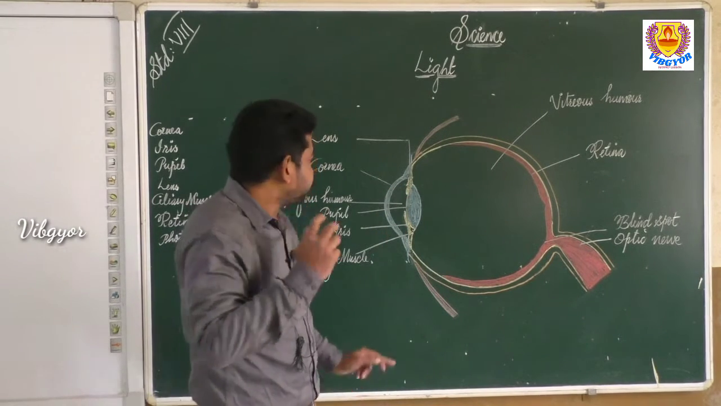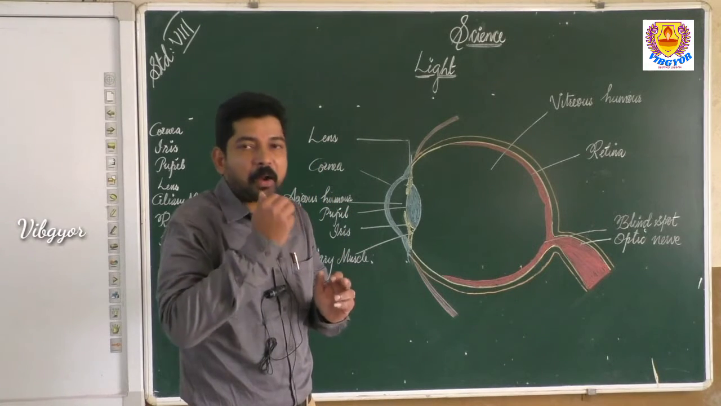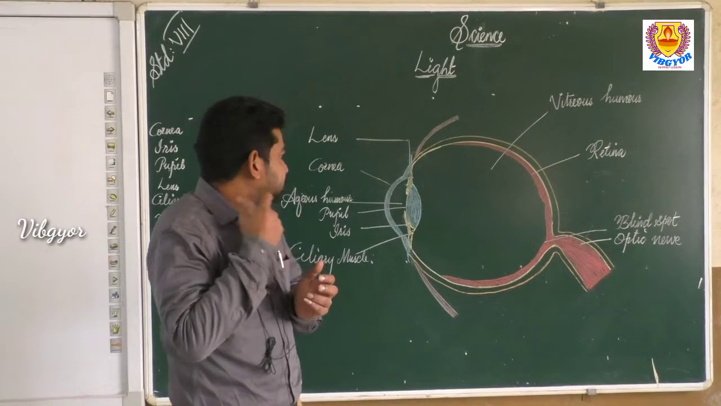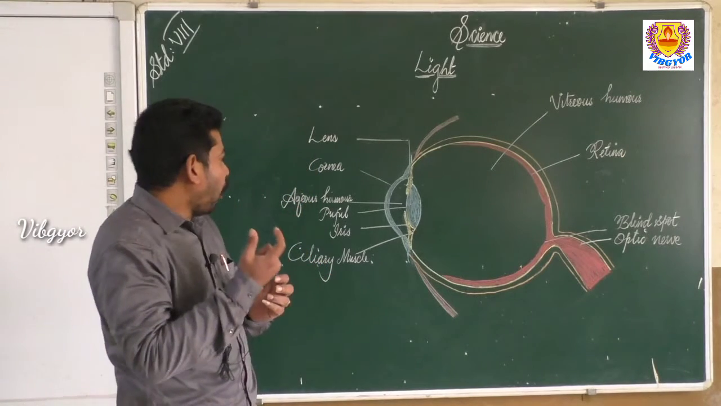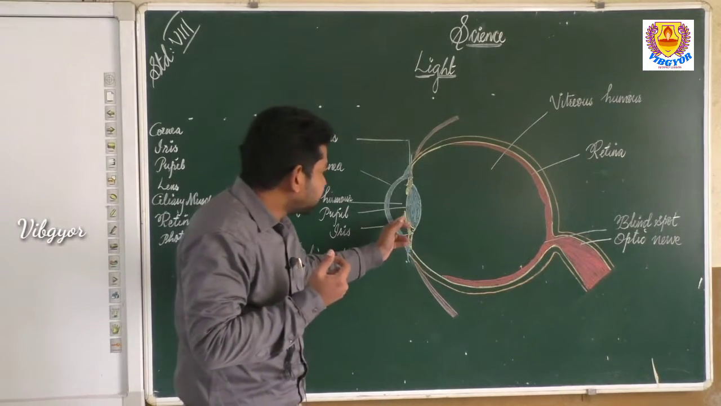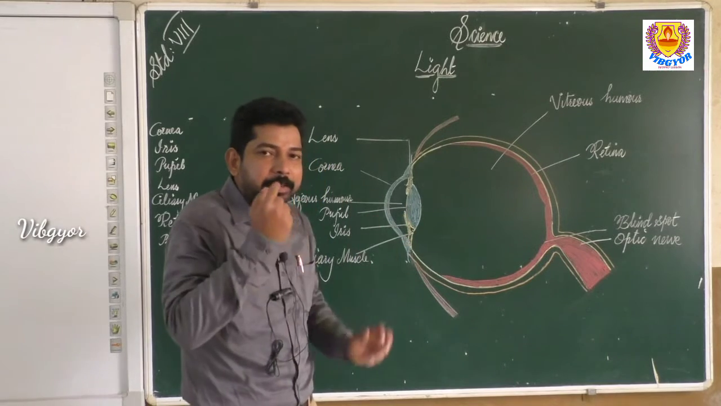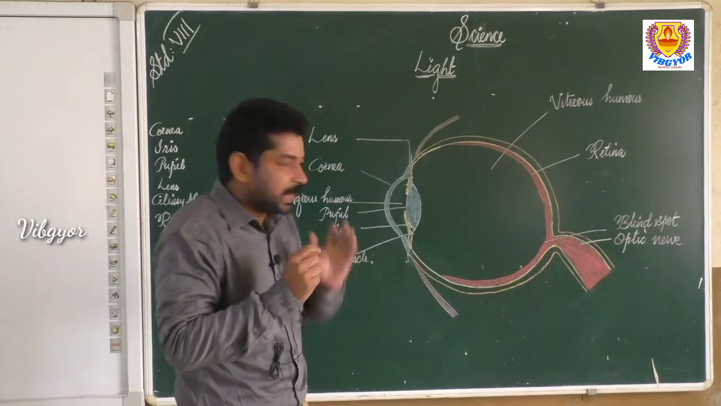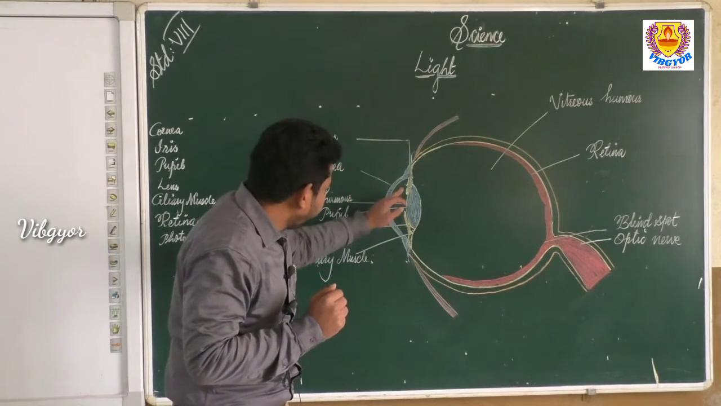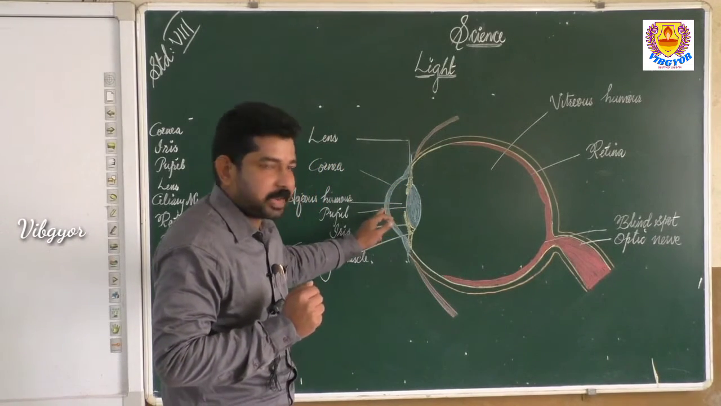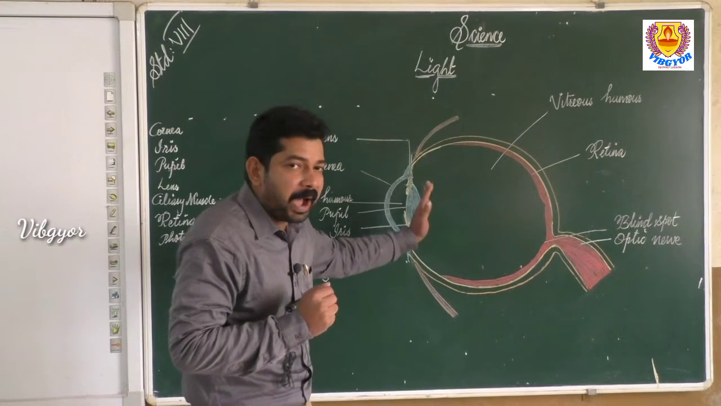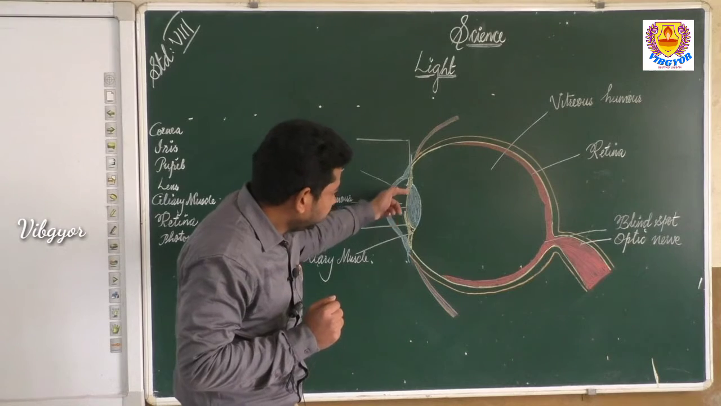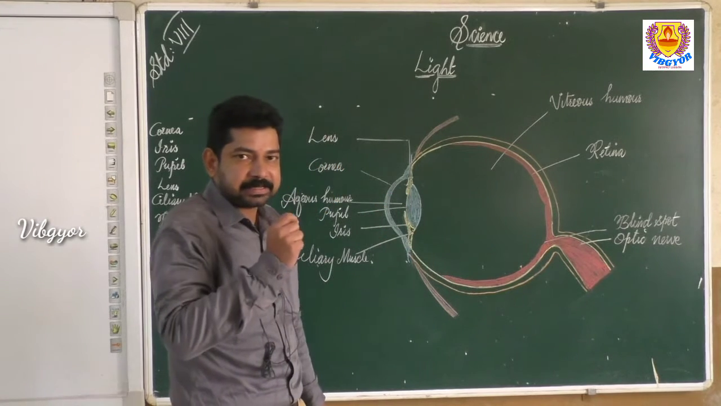Just behind the cornea, there is a ring-shaped, flexible, muscular organ. What is its name? Its name is iris. So this is the cornea, which is transparent, and just behind the cornea, here you can see, there is the iris.